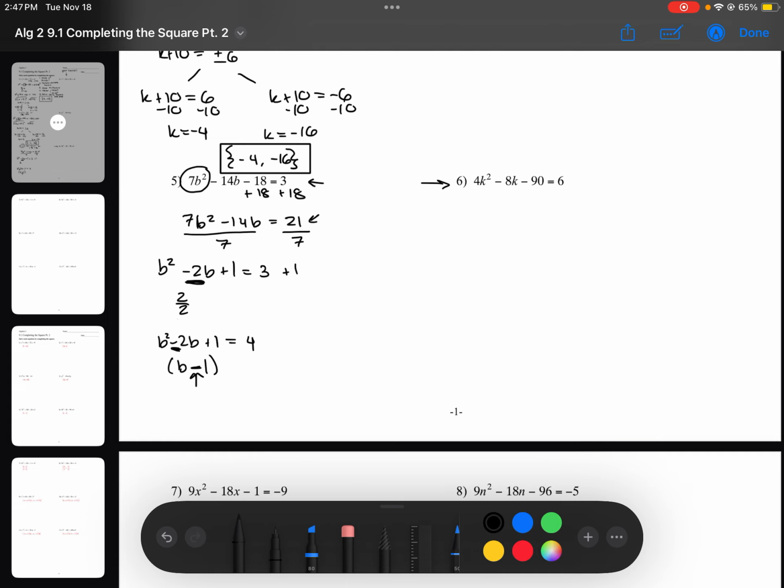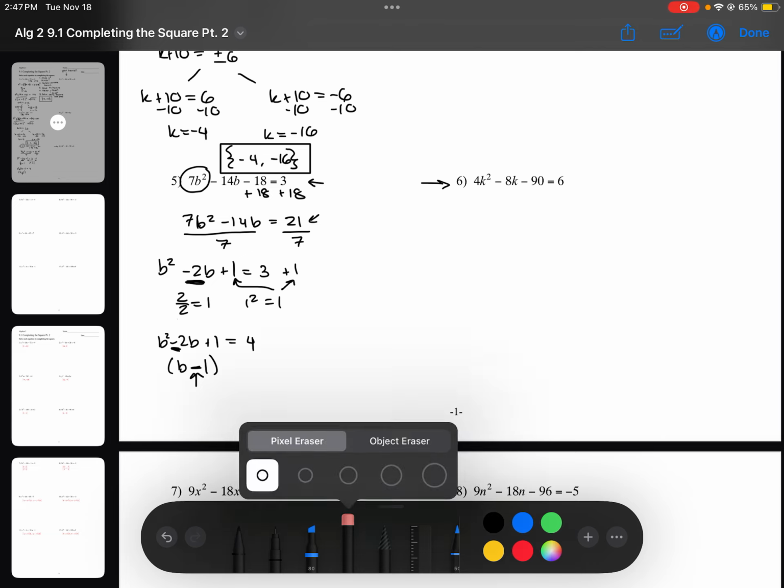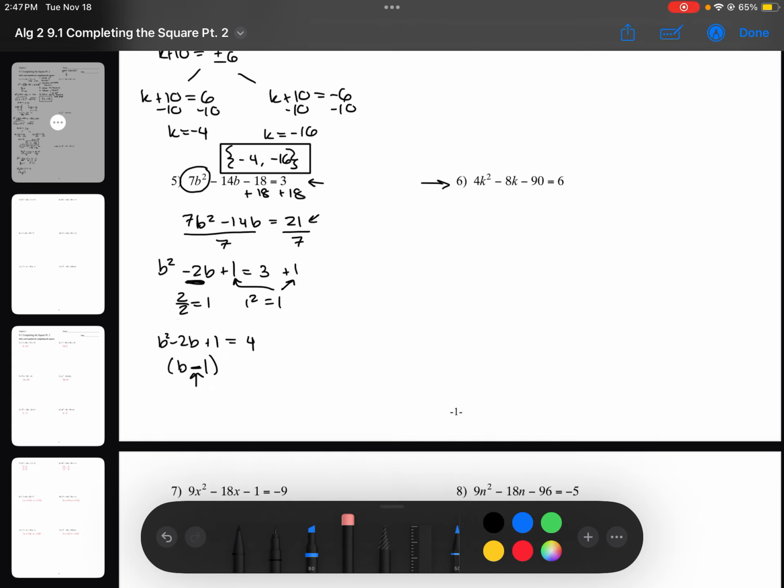So let's just do 2 divided by 2 is 1. 1 squared equals 1. That's what I'm adding here and here. All right. The minus sign, it just shows up in your factoring. So just let it be there. So I'm just subtracting 1, this number that we got up there. All right, so I'm getting b minus 1 squared equals 4, square root, b minus 1 equals positive or negative.